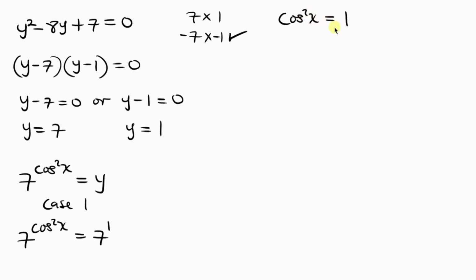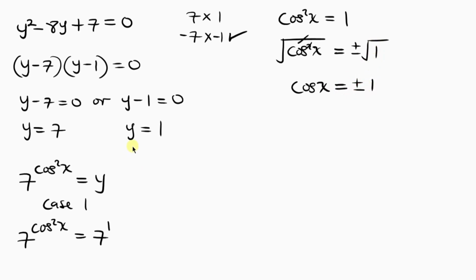Our next step will be for us to take the square root of both sides. So I'm going to be taking the square root of cos squared x. I'll also take the square root of the right hand side, but by putting plus or minus the square root of 1. Now notice that the square root can cancel off the square, leaving behind cos x equal to plus or minus the square root of 1, which is 1.